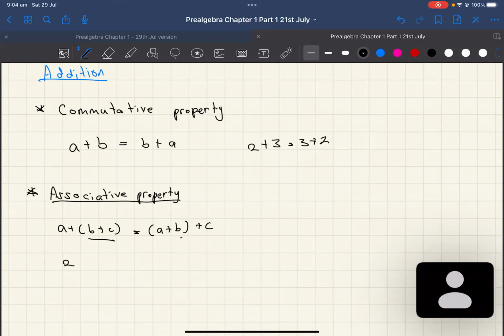So for example, if you do 2 plus 3 plus 4, right? If you do the 3 plus 4 first, you get 7 plus 2 equals 9. But it's the same as if you did 2 plus 3 first, plus 4. If you do 2 plus 3 first, what do you get? 5. And then you add 4 to that, you end up with 9. That's the associative property, the second topic we learned.